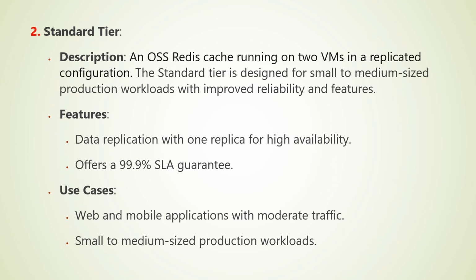2. Standard tier. Description: an OSS Redis cache running on 2 VMs in a replicated configuration. The standard tier is designed for small to medium-sized production workloads with improved reliability and features. Features: data replication with one replica for high availability. Offers a 99.9% SLA guarantee. Use cases: web and mobile applications with moderate traffic. Small to medium-sized production workloads.